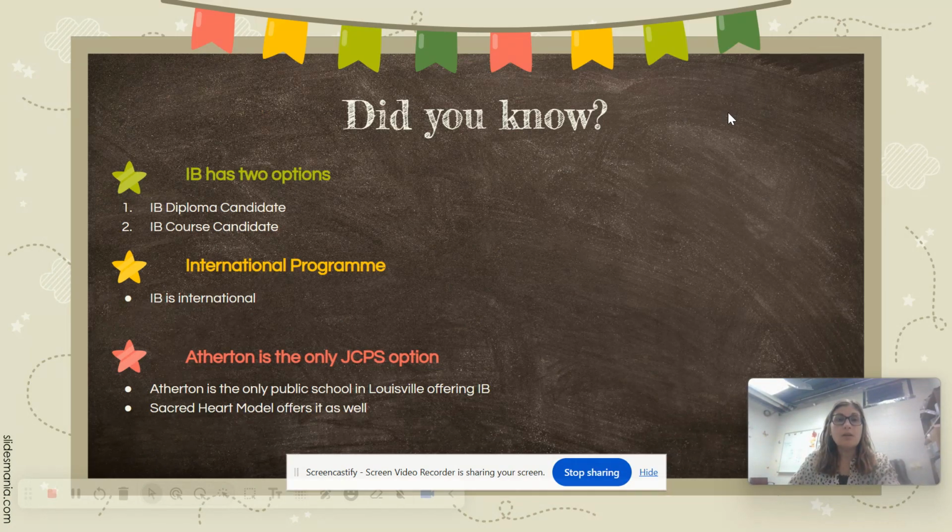So IB has 2 options. You can be an IB diploma candidate or an IB course candidate. IB is international, so everywhere in the world where IB is offered, it is all the same. So the courses are the same, the content is the same, and the teachers are trained in the same way. Atherton is the only JCP option that offers IB. So they're the only public school in the area that offers IB.